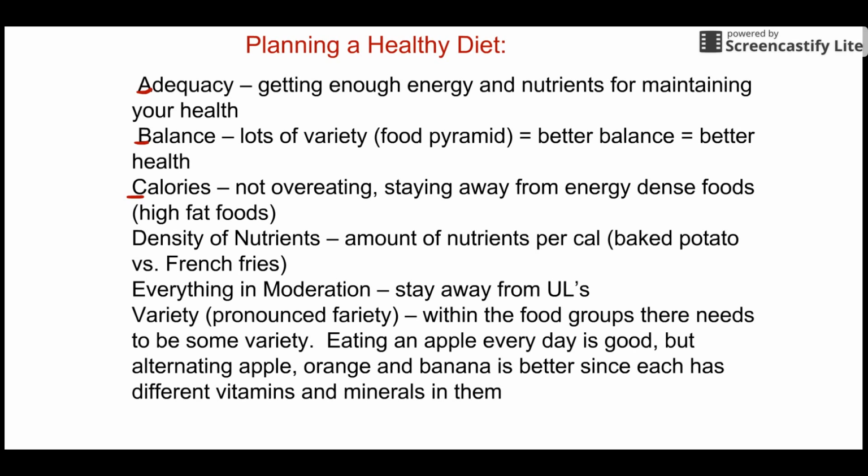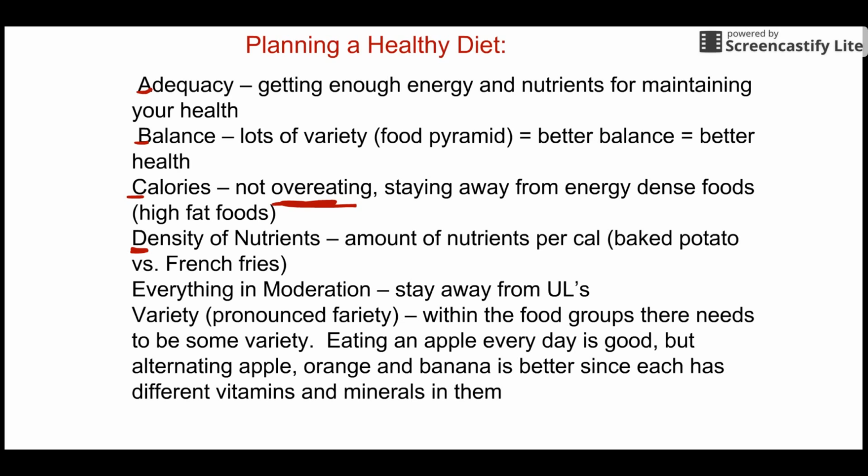You don't want to be all carbs or all protein or all anything. That's actually very bad for your diet, okay? Calories, huge, right? Because if you overeat, you're going to put on body weight, and you're going to be more at risk for heart disease and stroke and diabetes and all those things that we're going to focus on, okay?